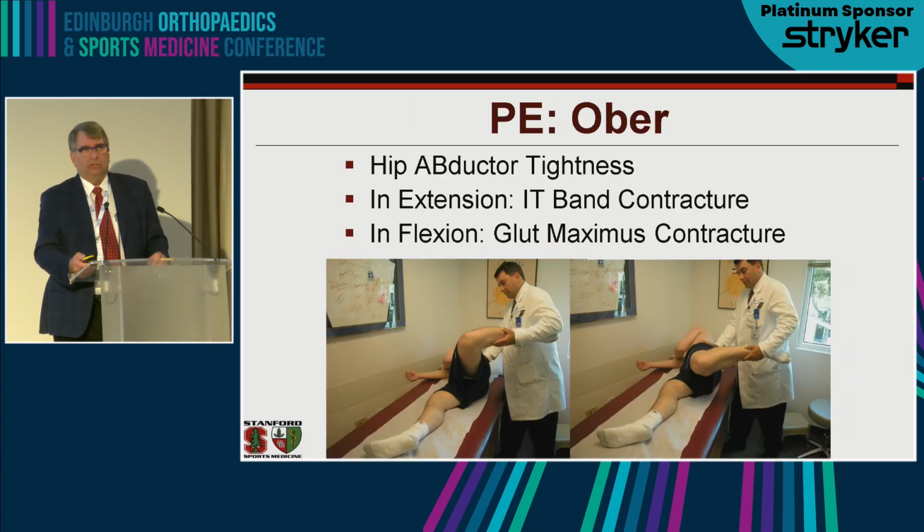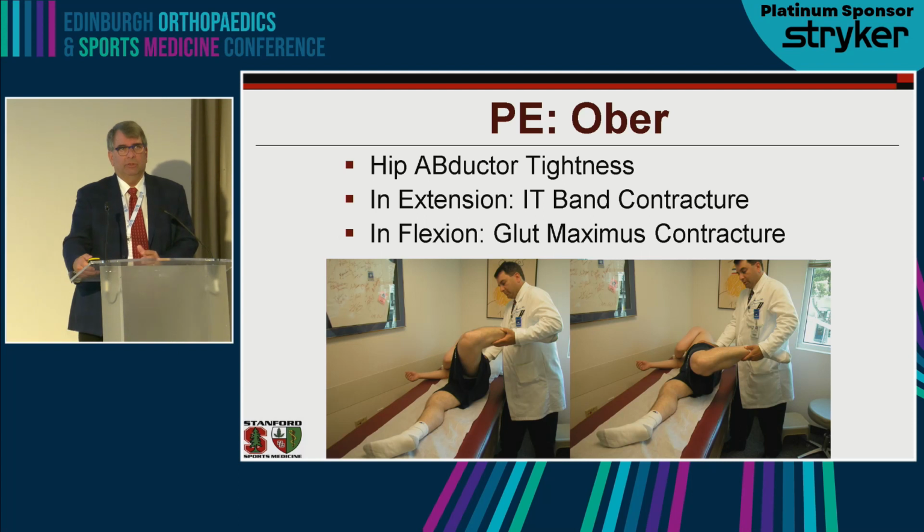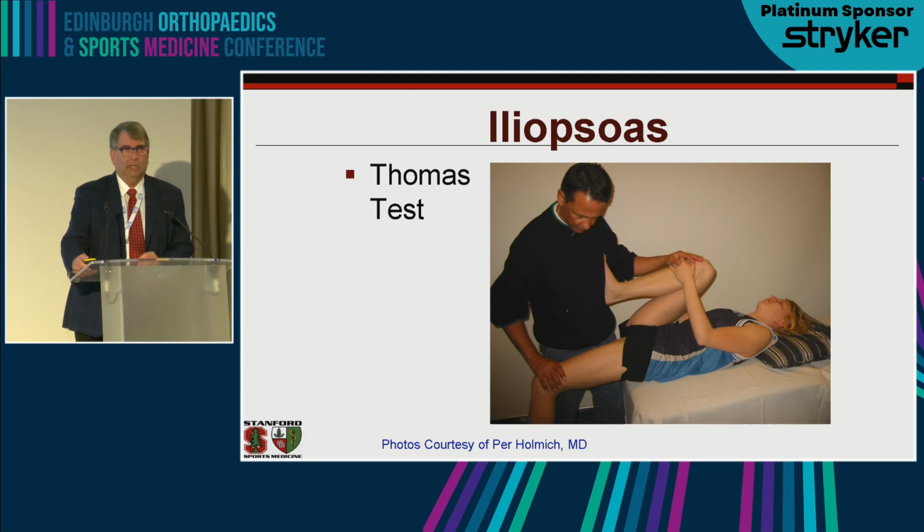Then you do the Ober test, assessing for hip abductor tightness. So they're laying on their side in a lateral decubitus position. You abduct their hip, you extend their hip, and then you try to let the hip fall into adduction. So when you do this with the hip in extension, you're looking at the IT band, but you can sometimes get a gluteus maximus contracture. So if they're stiff and can't go into adduction while in flexion, you need to be concerned about the gluteus maximus being contracted as well.